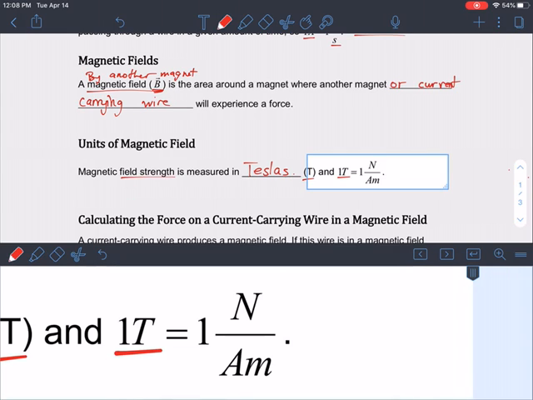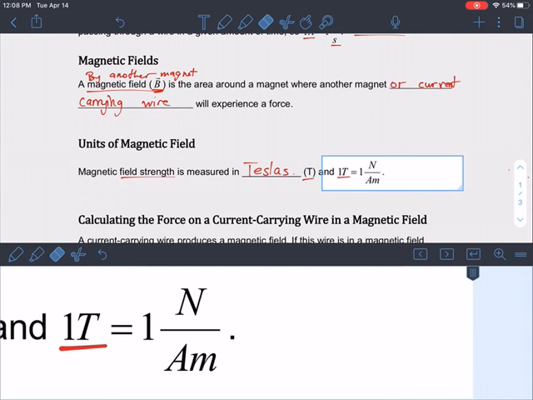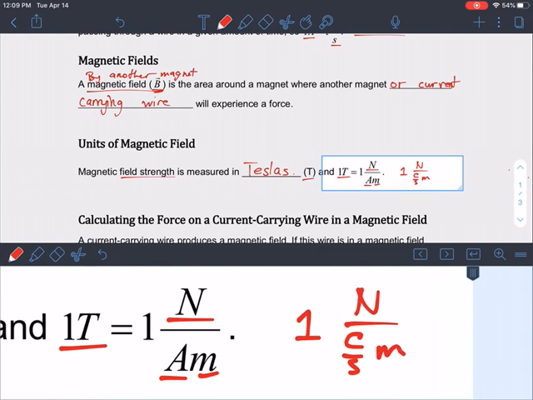1 Tesla is 1 Newton per amp meter. And this is really cool. What this means is, for every amp of current that passes through a meter of wire, we experience 1 Newton of force. We could break down these units. An amp is a coulomb per second, and that's a meter. So for every coulomb per second, that's 6.25 times 10 to the 18 electrons that pass in a second across a meter of wire, we're going to feel 1 Newton of force. That's if there's 1 Tesla.